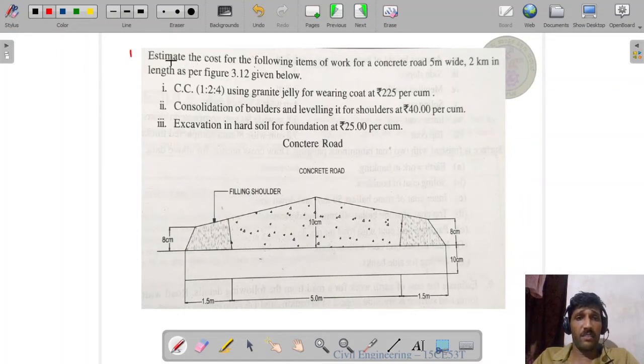Estimate the cost for the following items of work for a concrete road 5 meter wide, 2 km in length, as per the given figure. The items are: first, CC bed 1:2:4 using granite jelly for wearing coat at the rate of 225 per meter cube; then consolidation of the boulders and leveling for shoulders at the rate of 40 rupees per meter cube; and excavation in hard soil for foundation at the rate of 25 per meter cube.